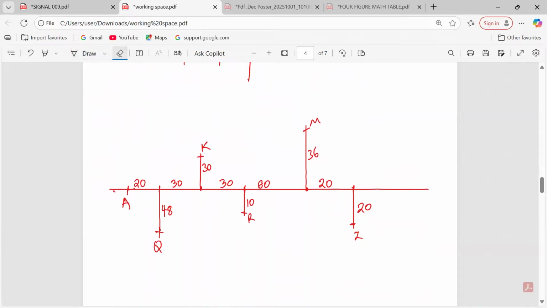Allow me to interfere with the sketch for 48 here. Let me elongate the 48 here, 48 to Q, like that. Okay.